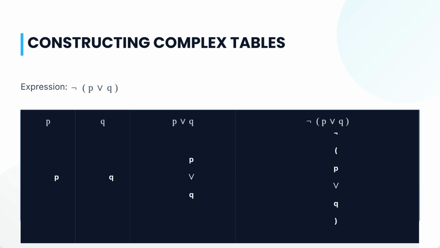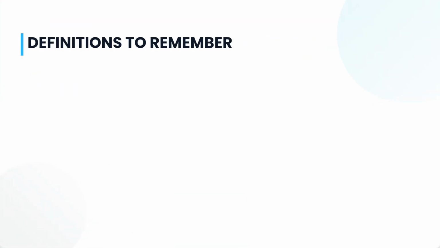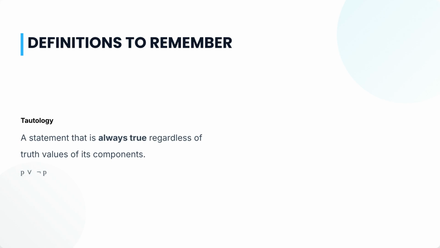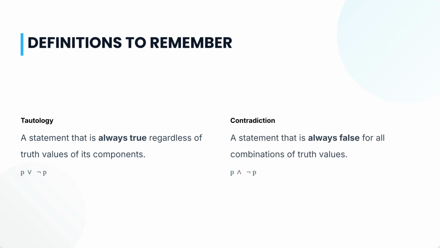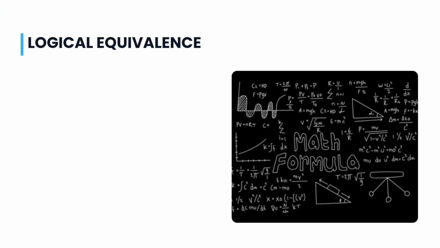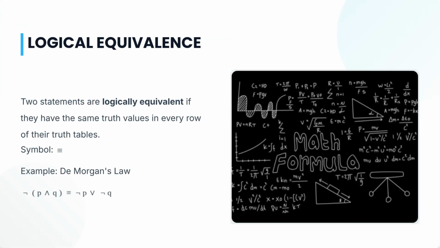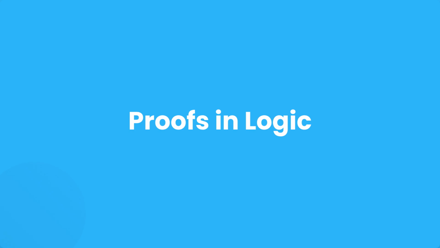When constructing complex truth tables, it is helpful to break down the expression into smaller components and evaluate them step by step. There are 2 special types of statements to remember: a tautology, which is always true regardless of the variables, and a contradiction, which is always false. 2 statements are considered logically equivalent if they yield the same truth values in every row of their respective truth tables. Logical tools are essential for constructing formal proof.